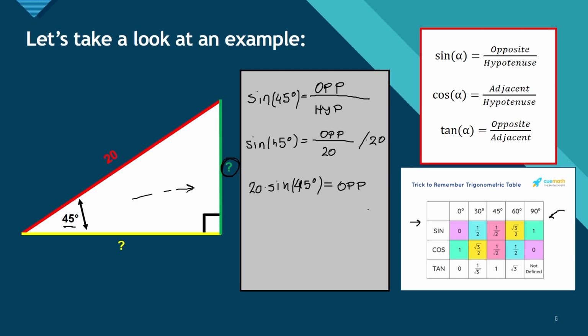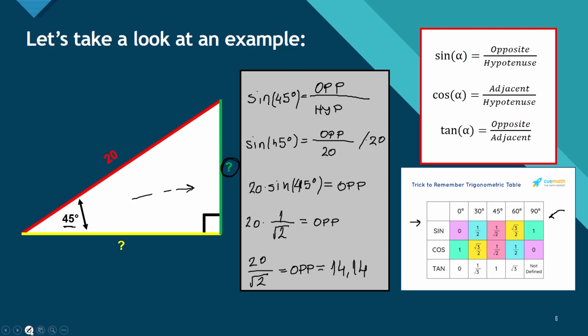For sine 45 degrees, we look at this table and we see that it is equal to 1 divided by the square root of 2. So it's 20 times 1 divided by the square root of 2 is equal to the opposite side. It's basically 20 divided by the square root of 2, and if we put it in the calculator, you can do it yourself as well, it is equal to 14.14. So we found that this one is equal to 14.14.